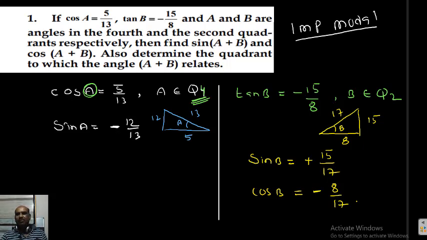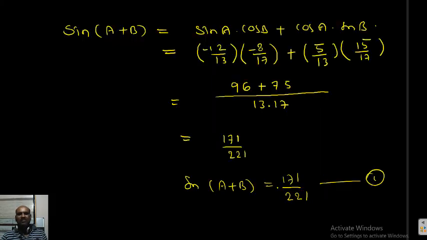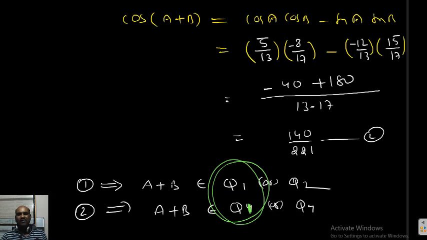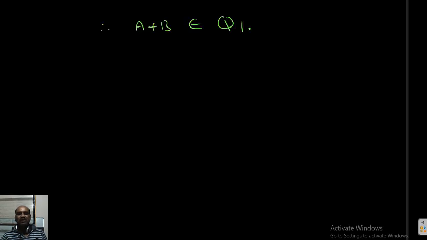Okay, tan B is given as minus 15 by 8, and B is given in Q2. All trigonometric ratios with the angle B are negative except sine and cosec. By using a small right triangle, I assume that beta is acute. I found all three sides of the right triangle. By using these three sides, I can find all trigonometric ratios with their actual signs. After that, I found the sin of A plus B value and the cos of A plus B value. Sin of A plus B positive means Q1 or Q2. Cos of A plus B positive means Q1 or Q4. Common is Q1. Then I can say that A plus B lies in Q1.